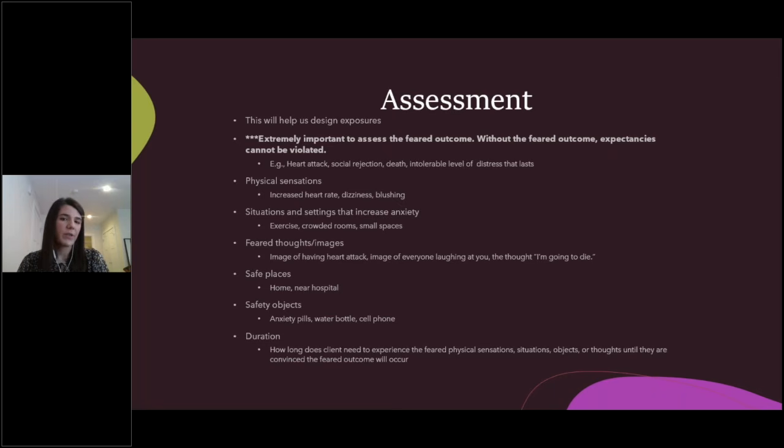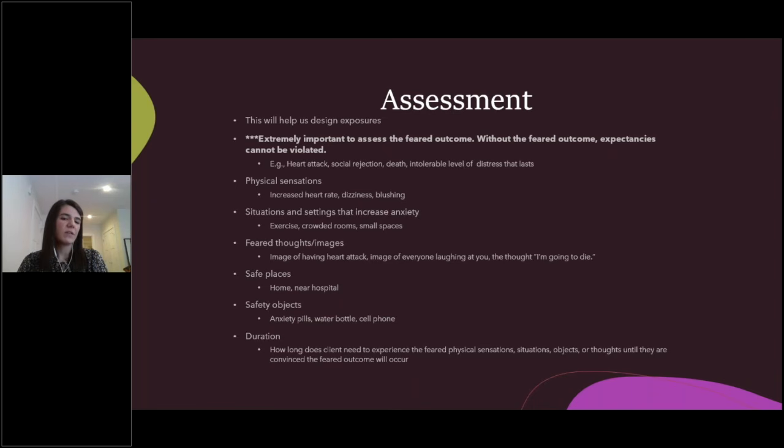Physical sensations are really important to assess. So what physical sensations make the person anxious? It could be an increased heart rate, dizziness, blushing, feeling faint, sweating, chest pressure. Could be a variety of things.